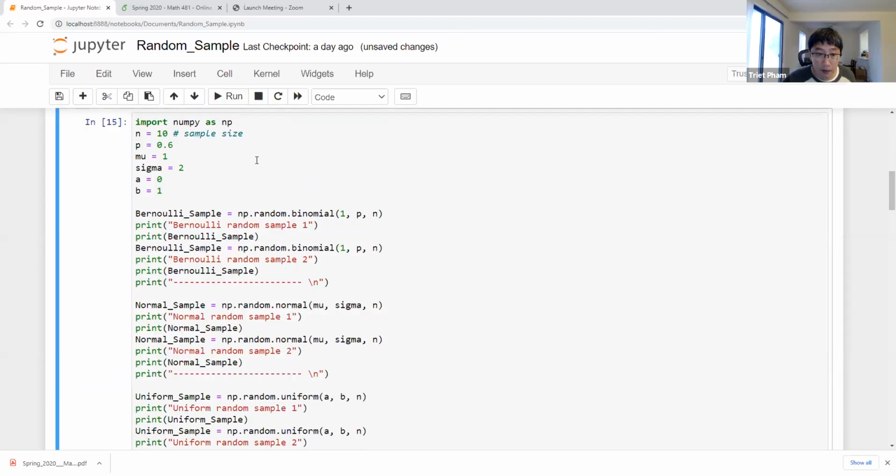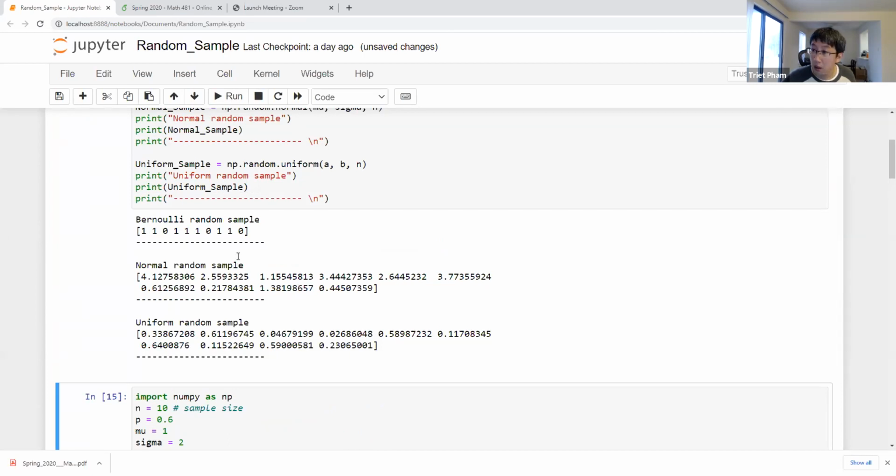Run again, right? These numbers change. So that's what we mean by a random sample. Every time you do it, the numbers come out differently. In other words, the first coordinate here is a random variable because every time you do it, you do not know if it's 0 or 1. So that's exactly what we mean by a random variable.